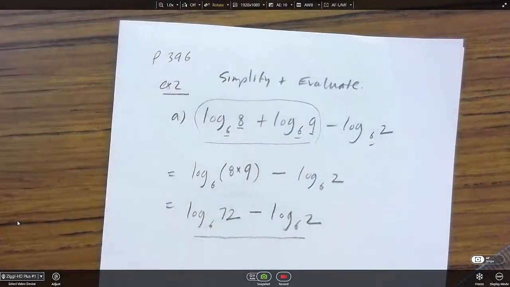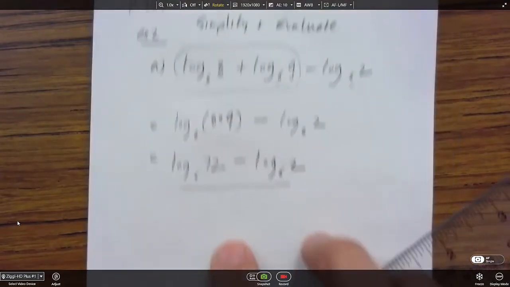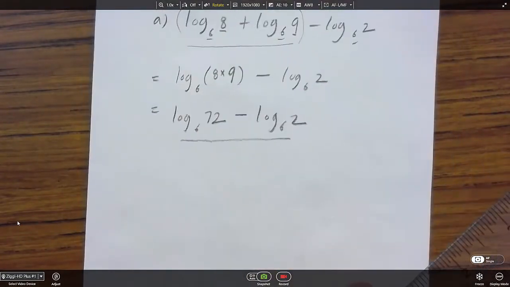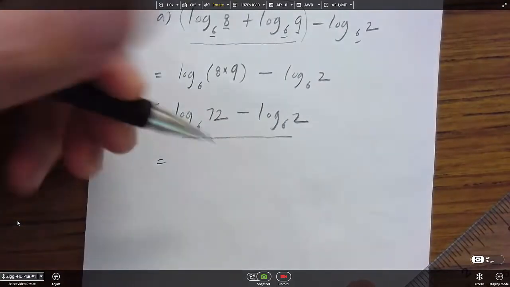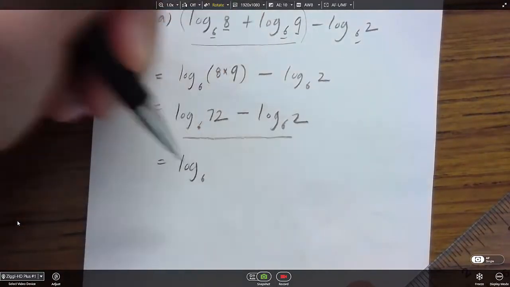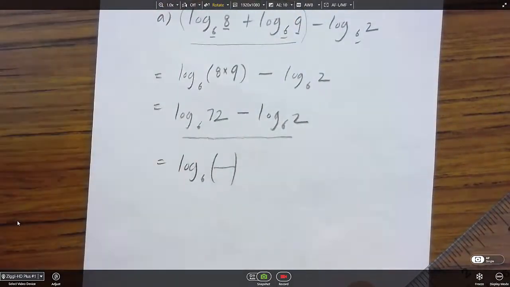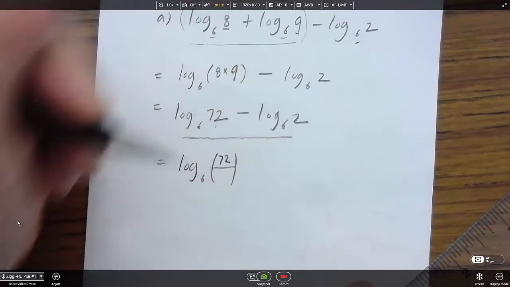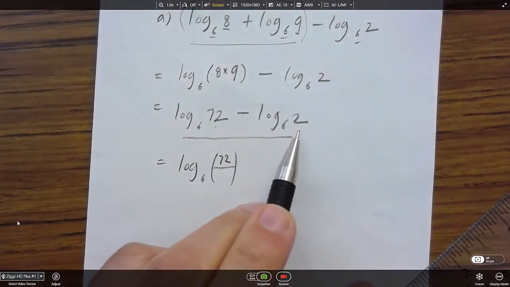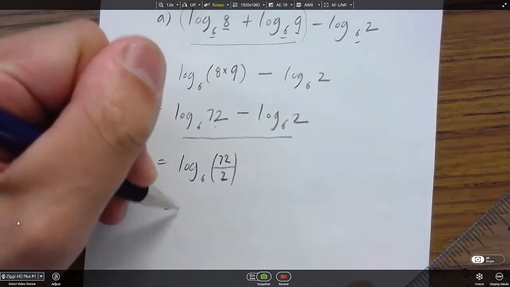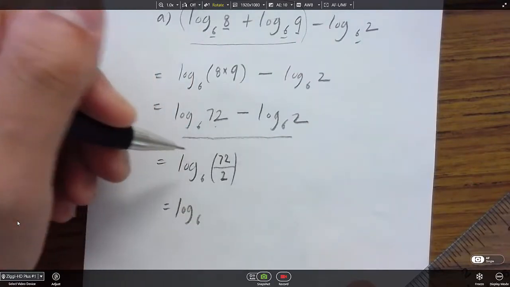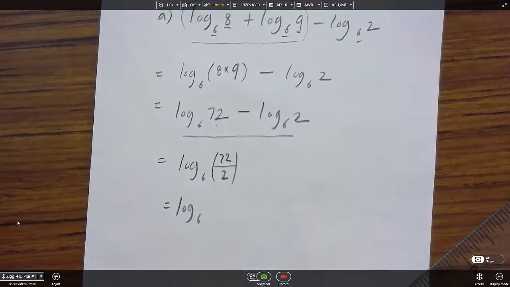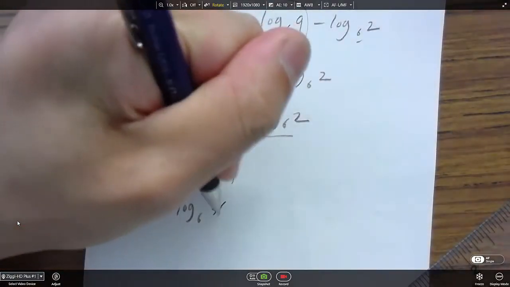And now we have another log rule. When logs are broken apart and have a minus sign, there must have been a division sign before. So what does that look like? Log base 6. We have something divided by something. What were those somethings? We have 72 on the numerator on the left-hand side. And on the right-hand side, we have the denominator, which is a 2. So finally, we have log base 6 of 72 divided by 2, which is 36.